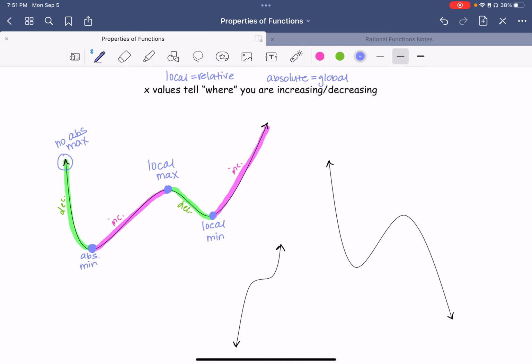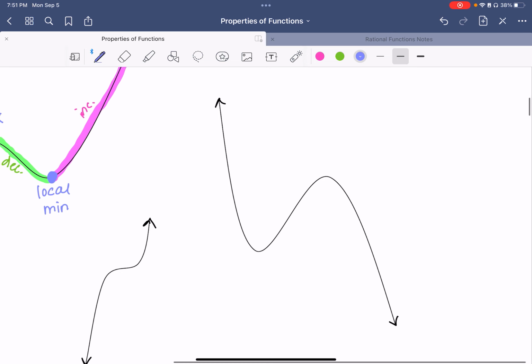Okie doke, let's try another example. Let's do this one over here. So when you're starting off on the left-hand side, my pen has to go down, but then it changes to increasing, then it goes back down to decreasing. Okay. My letters look so ugly, I apologize.